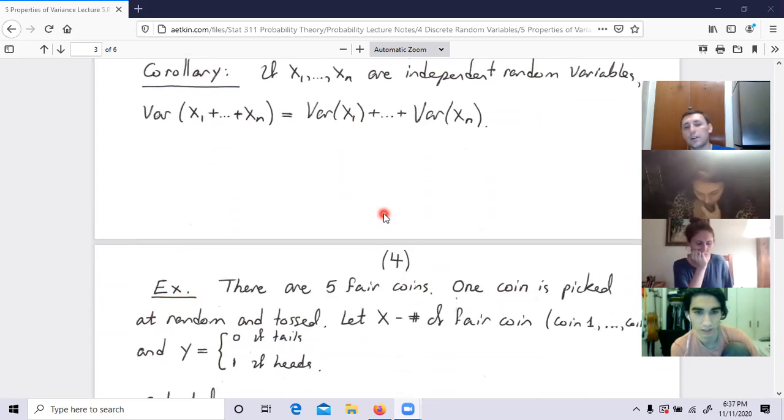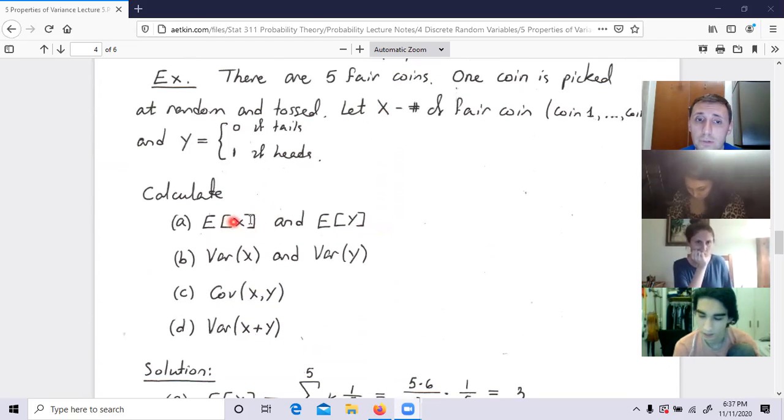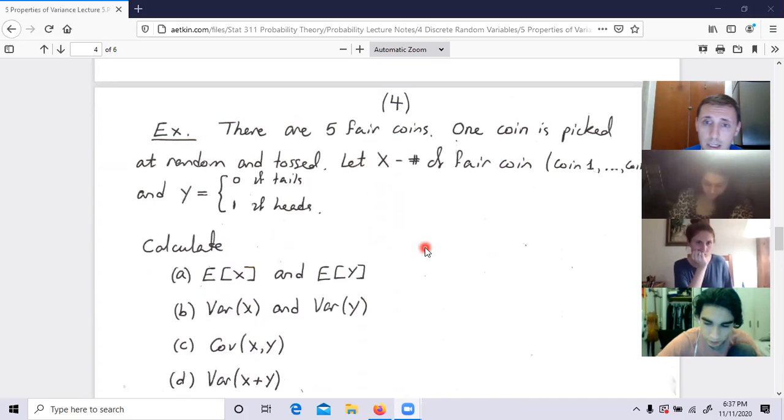Here is an example. There are 5 fair coins. One coin is picked at random and tossed. Let x be the number of the coin, in other words, what it displays, coin 1, coin 2, and so on, and y be 0 if tails and 1 if heads. Calculate the expected value of x and the expected value of y, and then calculate the variances and whatnot. So let's be sure that we understand the question, right?